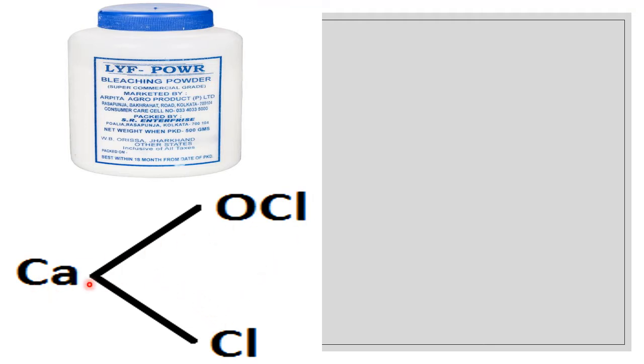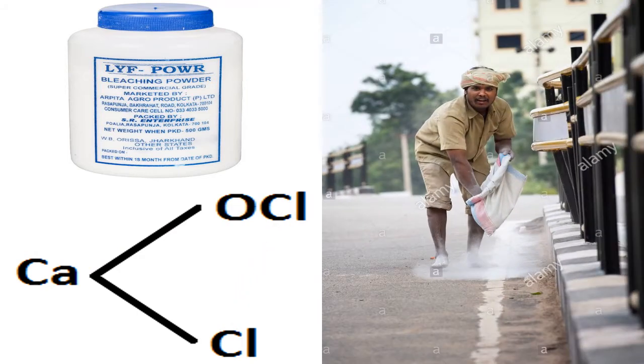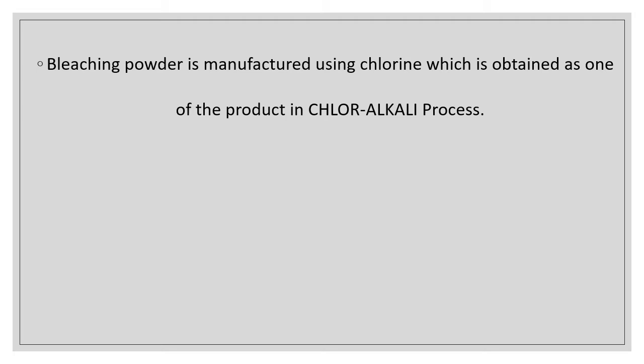Accordingly, it is named calcium oxychloride. We have seen normal calcium chloride, CaCl2. So in between Ca and Cl2, one O is extra. That is called calcium oxychloride, nothing but bleaching powder. Now let us study its preparation, properties and uses.